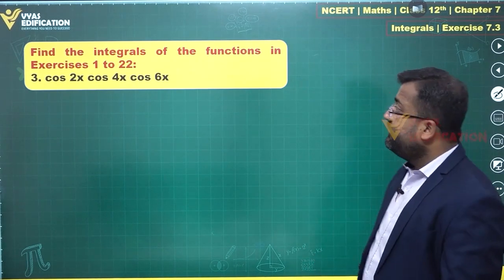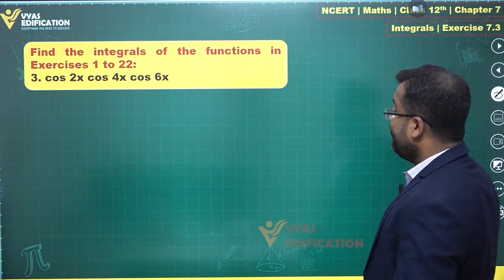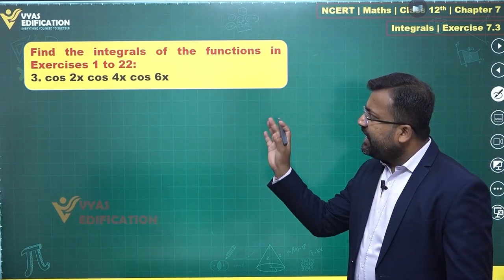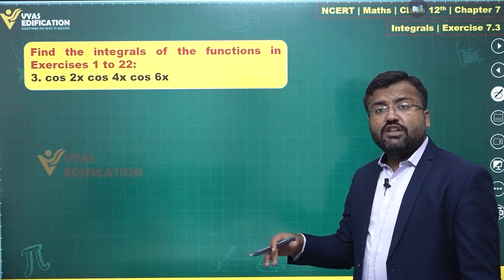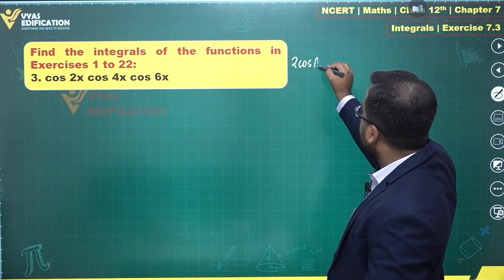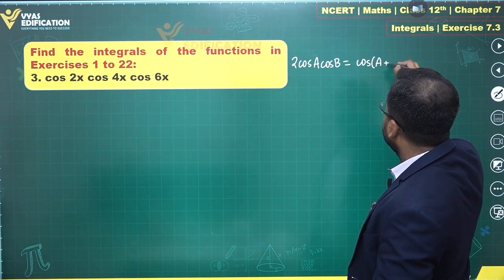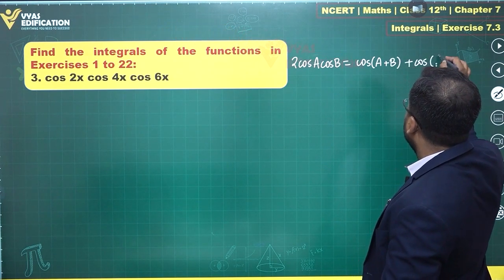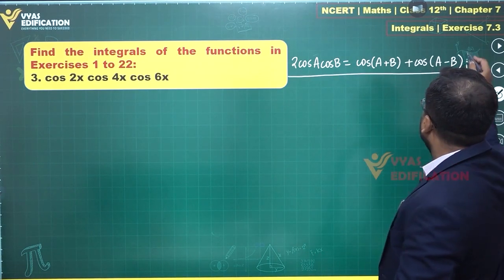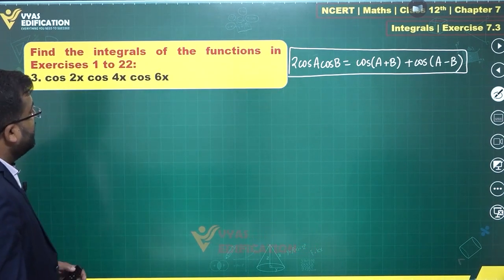In the third question, we have cos 2x, cos 4x, cos 6x. Oh, we have more products over here. Right? We have a product of three terms. And for solving this, we need one identity which converts cos A, cos B into the sum or difference. So for that, I recall that 2 cos A cos B is equal to cos of A plus B plus cos of A minus B. This is what I recall. Using this identity, I can simplify that expression.